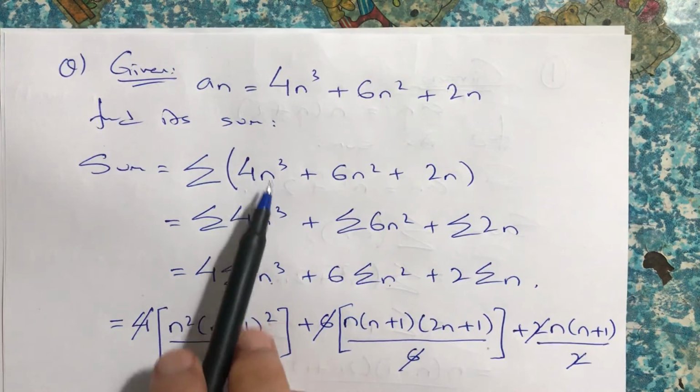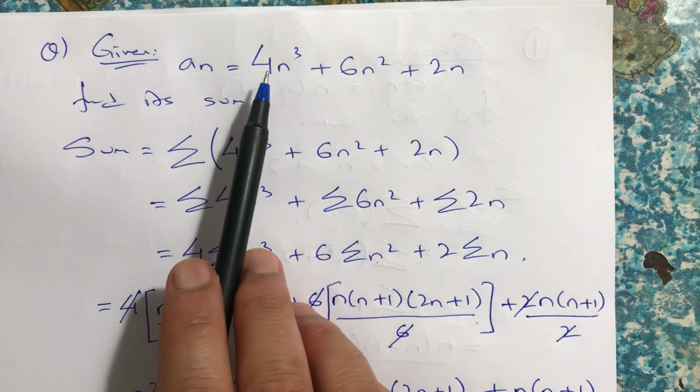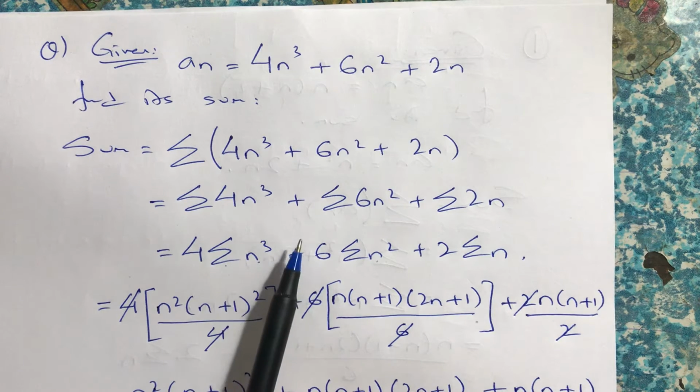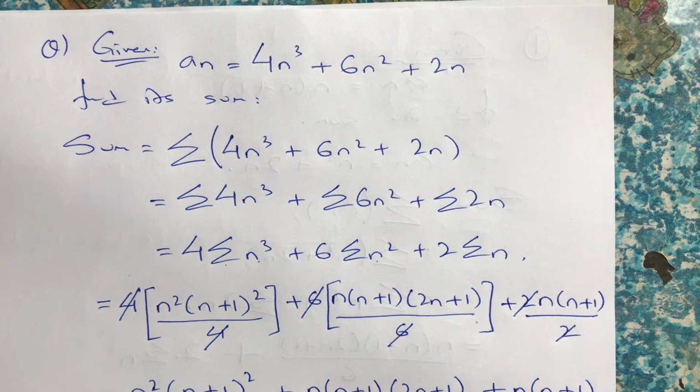And if you want, these two steps can be skipped. You can directly write this. If you have your a n, you can already take out a 4 straight away, and you can write sigma n cubed, and 6 is also taken out. Usually the constants are the ones that we take out. Okay, so let's give you another example.